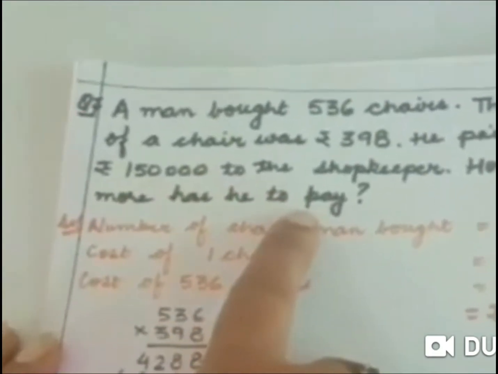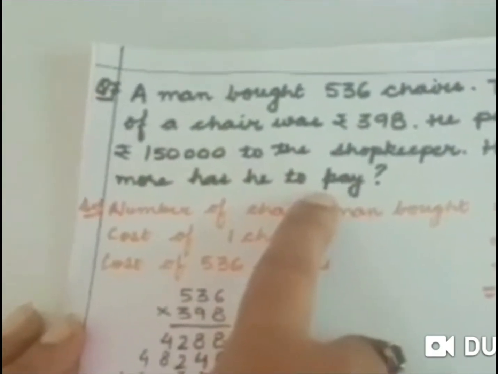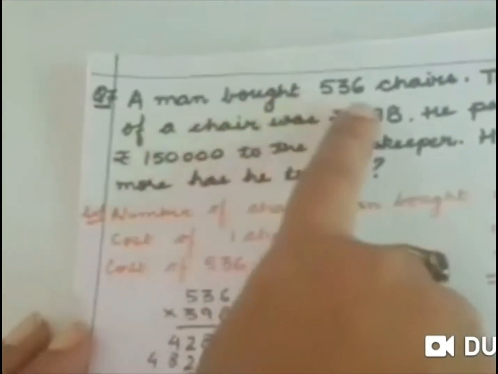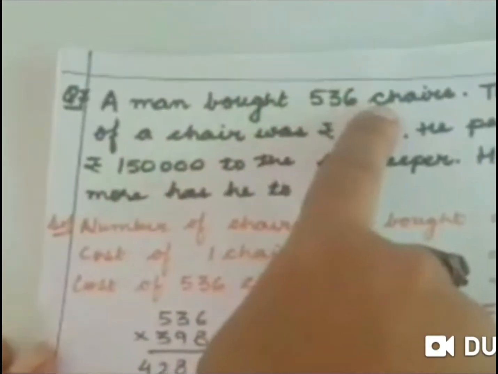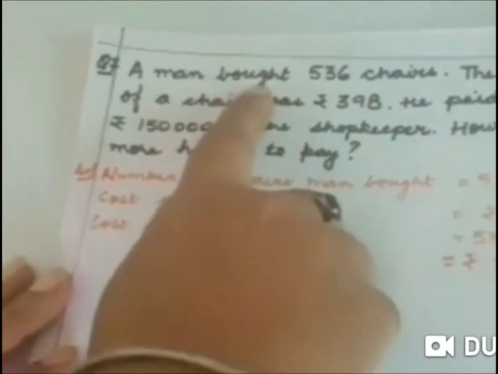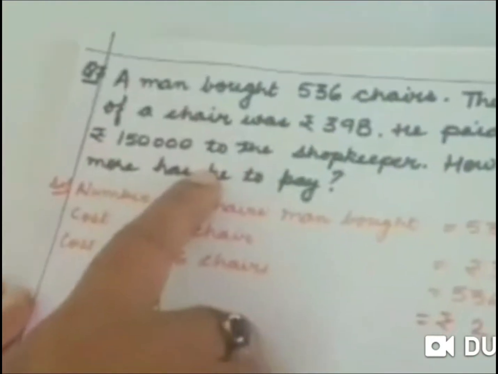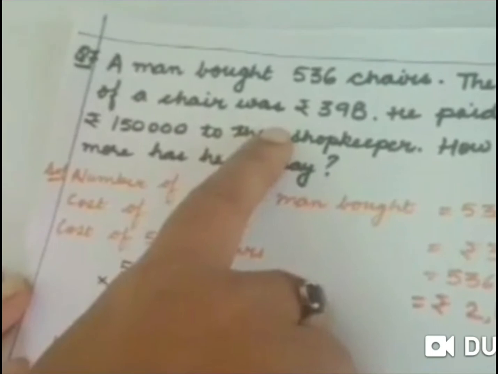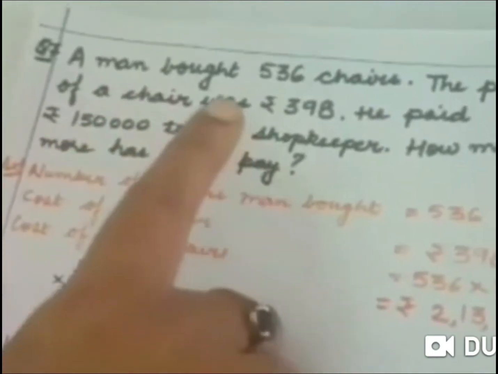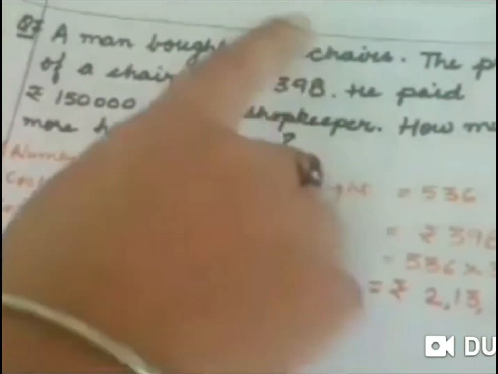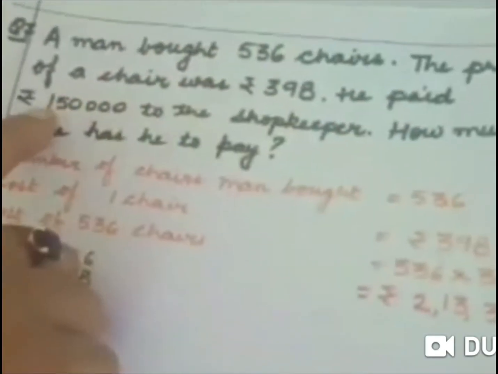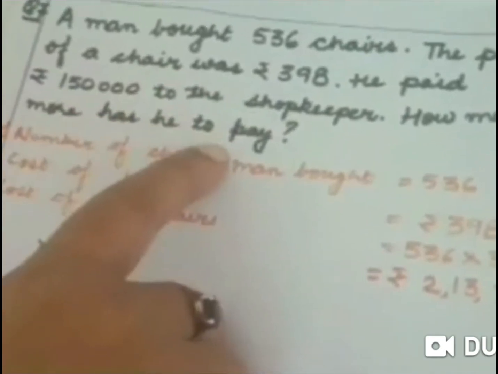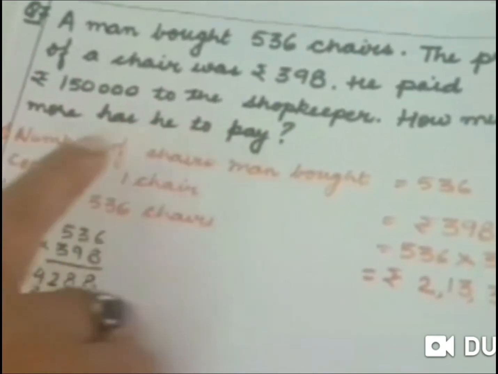What is the balance? For that, first we need to know his total amount. For calculating the total amount, what can we do? We know the cost of one chair. We know the number of chairs that he has bought. So for calculating the total cost of the chairs, what can we do? Have you thought about it? We know the cost of one chair, and we need to calculate for many. So we will multiply. When we get the total amount, from that total amount we can subtract 1,50,000 and calculate how much more he has to pay. So now let's start with the solution.